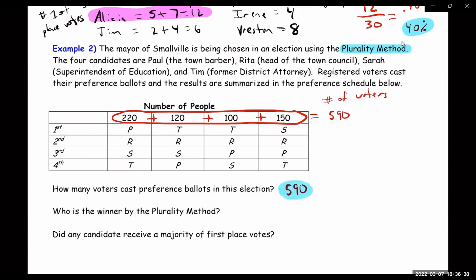All right, who wins by the plurality method? So all we have to do is check how many people got the most first place votes. Let's start with P, which is Paul. How many first place votes did he get? Paul got 220. All right, Tim, he got 220, yeah, 120 plus the 100 is 220. So it looks like we might have a tie.